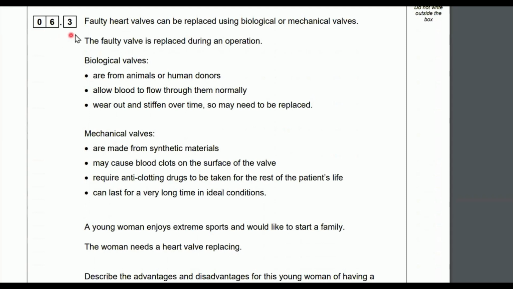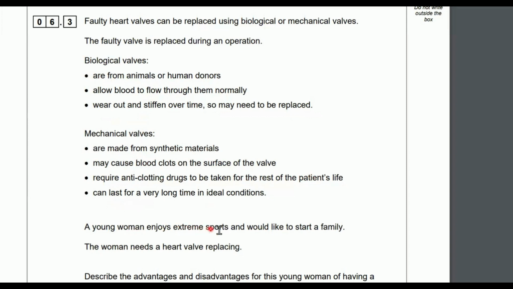Right, final part of the question seems to be 6.3. Faulty heart valves can be replaced using biological and mechanical valves. Oh my gosh, look at all this info. The faulty valve is replaced during an operation. Biological valves are from animals or humans, allow blood to flow through them normally, wear out, stiffen over time, need to be replaced. Mechanical valves are made of synthetic materials, can cause blood clots on the surface of the valve, require anti-clotting drugs to be taken for the rest of the life, can last a very long time.